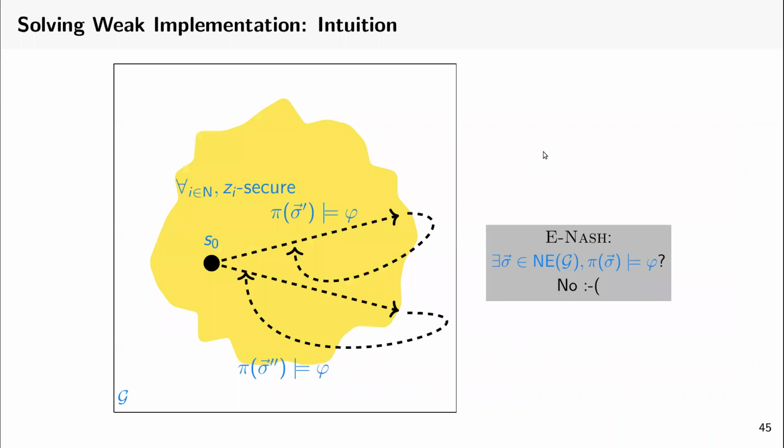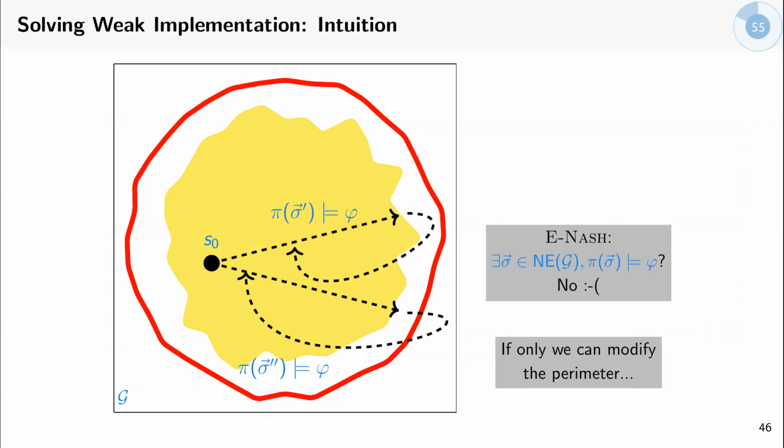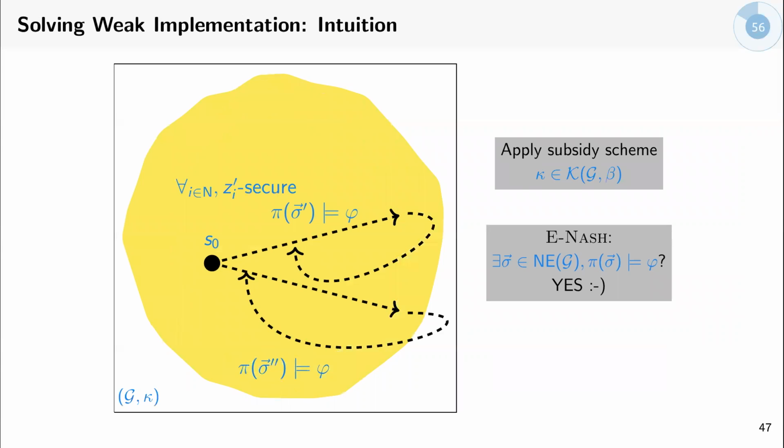So the intuition is very simple. Suppose we have this block again, the punishment block, and we have two lasso runs here. Both satisfy our property. But the problem is that they go outside of the punishing region. So if we ask the E-Nash question, then the answer is no. Now, what if we can modify the perimeter of the punishment region, such that at least one of the lasso runs is inside of the punishment region? To do this, we apply a subsidy scheme, and then we enlarge the perimeter such that this lasso run is within the punishment region.